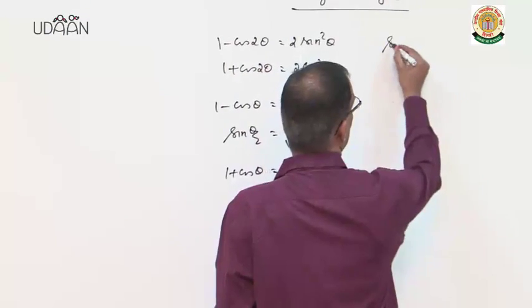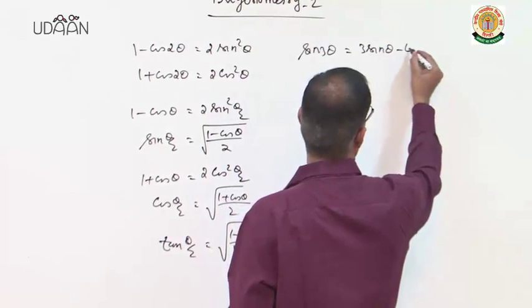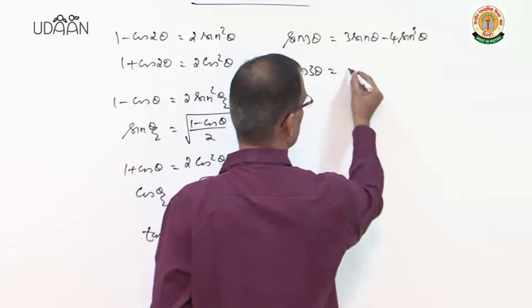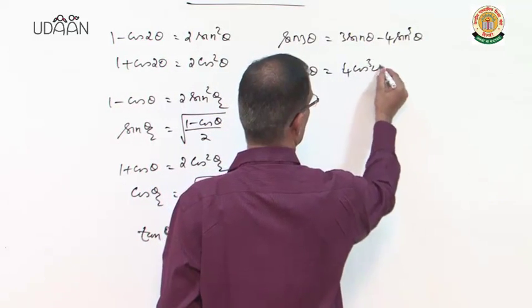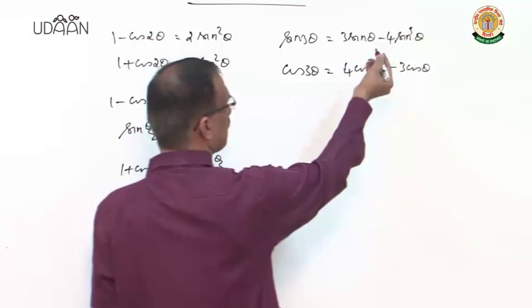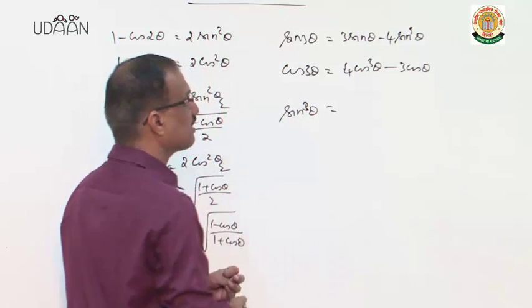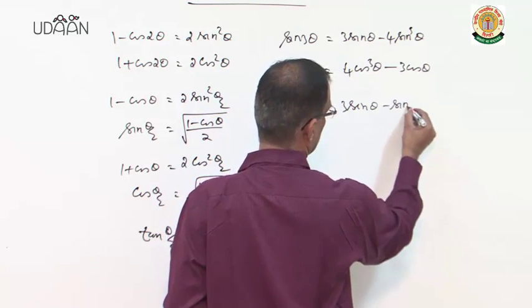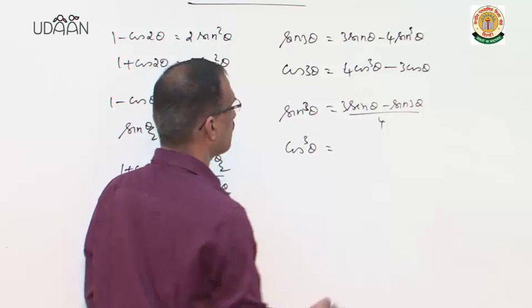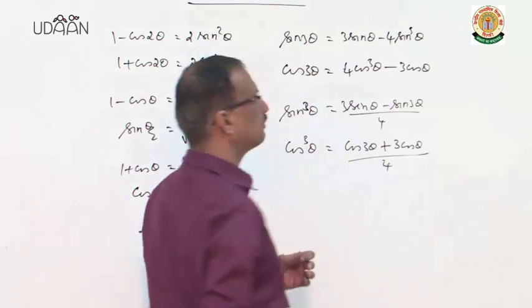And then sin 3 theta is 3 sin theta minus 4 sin cube theta, and cos 3 theta equals 4 cos cube theta minus 3 cos theta. From there we can get sin cube theta also. Sin cube theta is (3 sin theta minus sin 3 theta) upon 4. Similarly, cos cube theta is (cos 3 theta plus 3 cos theta) upon 4.